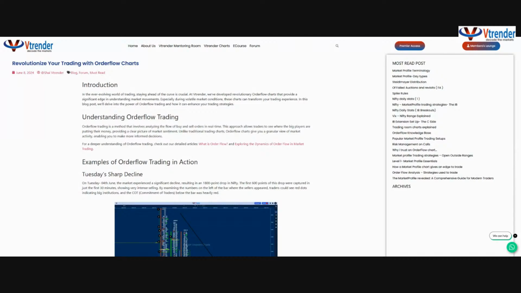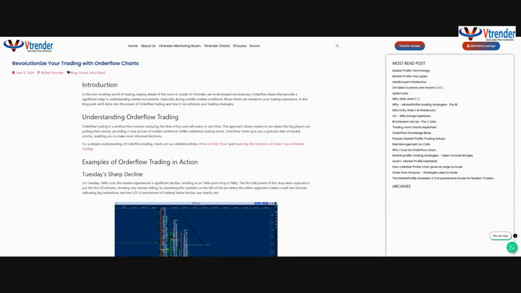So today we are going to have this session mainly focusing on order flow and why we use order flow, and we will have a look at some of the latest examples of what we need to look for in an order flow chart. So just to begin with, what is order flow and why do we use order flow?